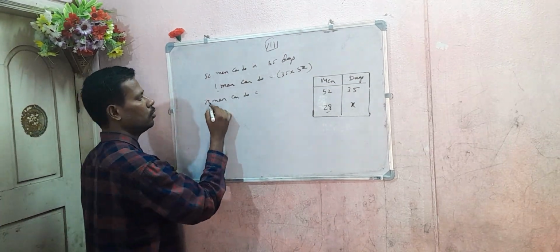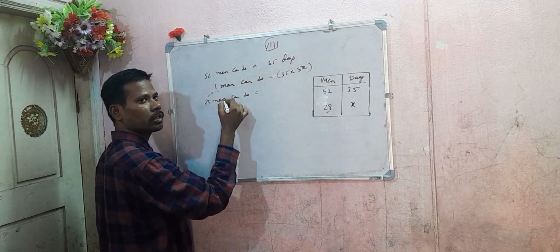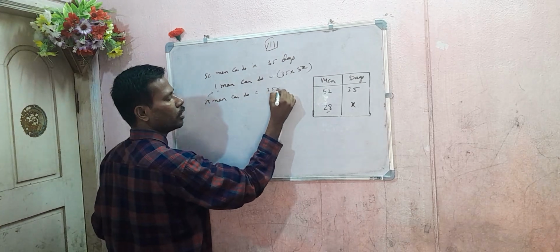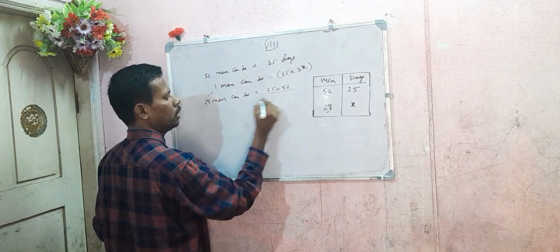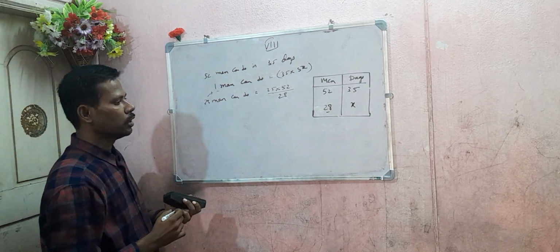So what you have to do? One man takes only this much. Now more additional members have joined. So compare this with the previous statement. This can be written as 35 into 52 by 28. Next.